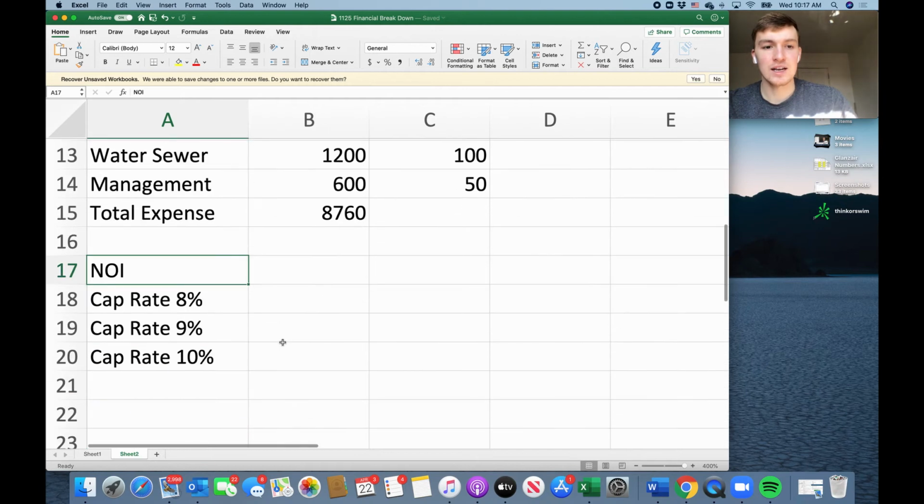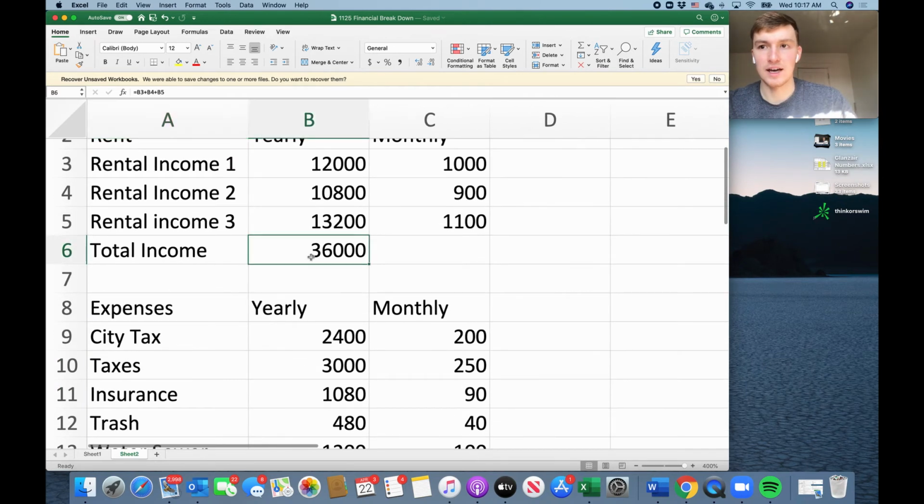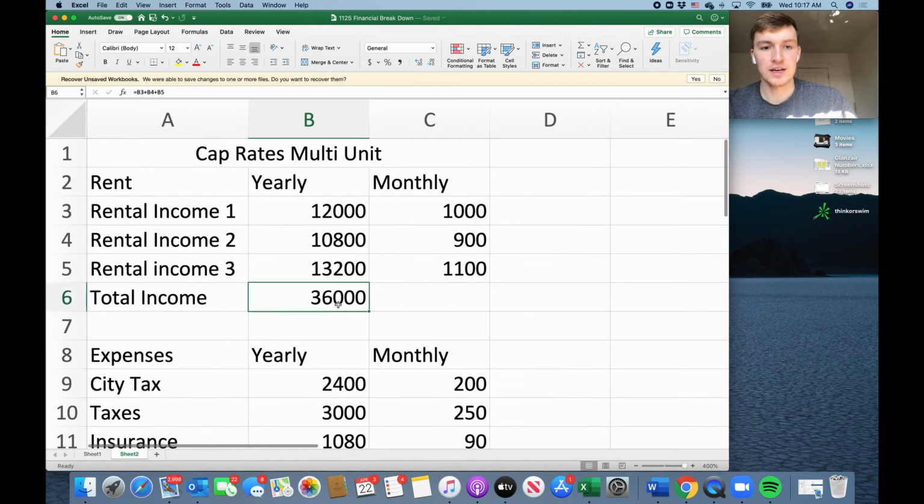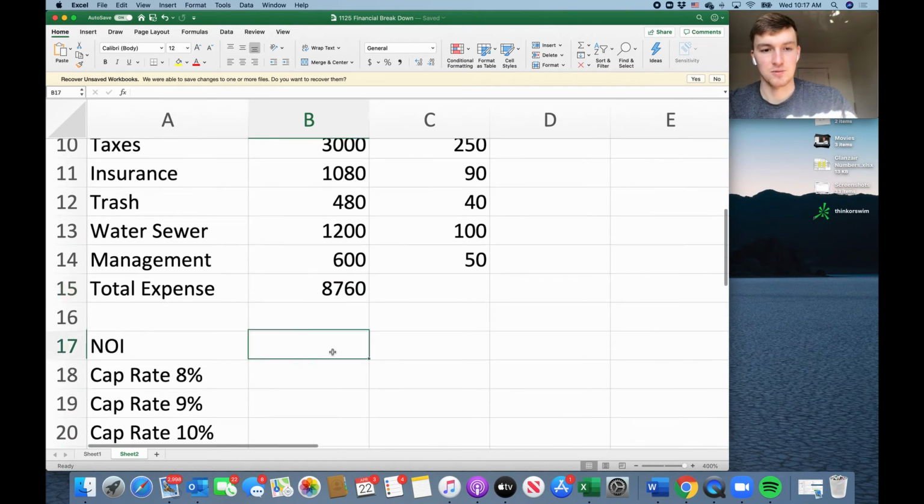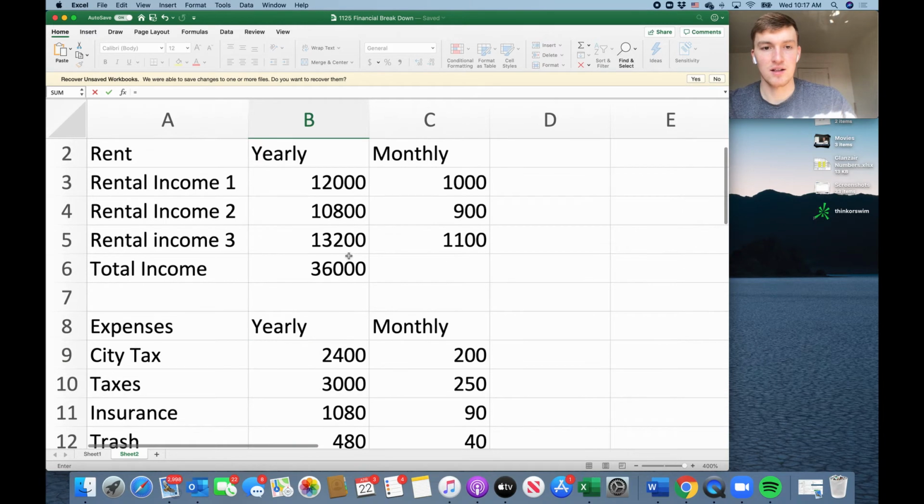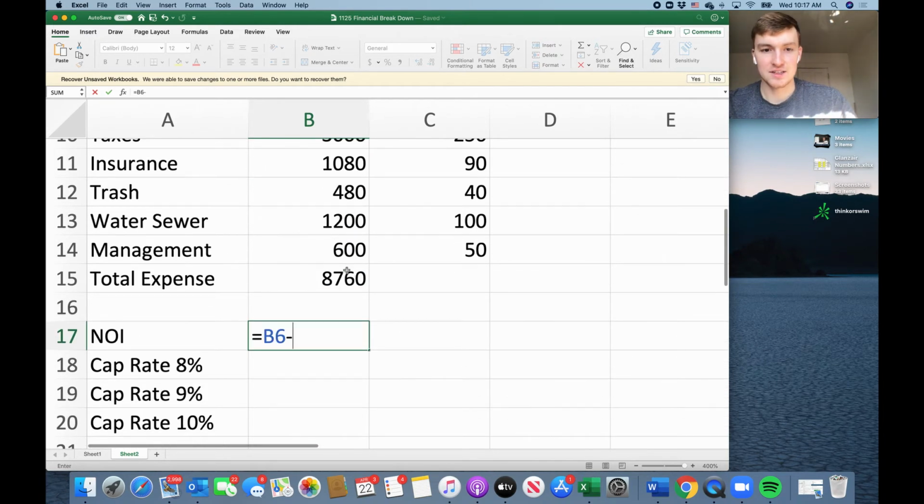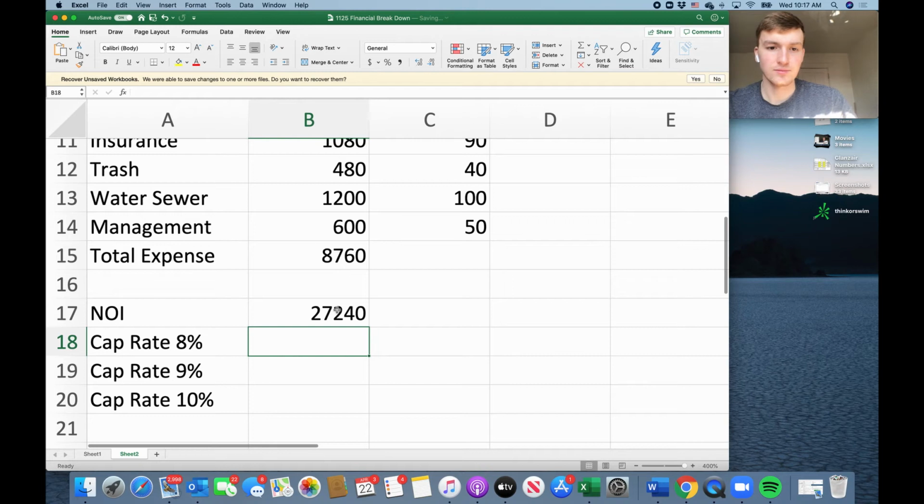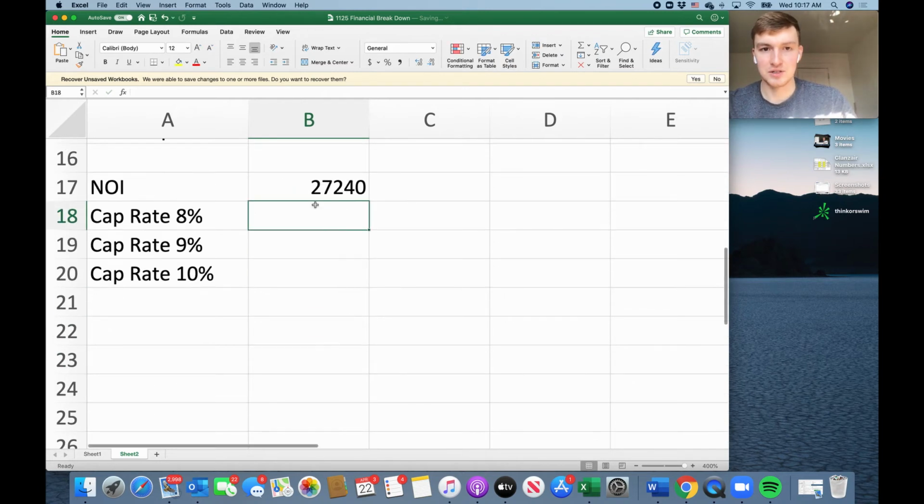So the net operating income is your total income minus your expenses, okay? Total income minus your expenses. So we're going to do that right here. We're going to do this cell minus this cell, and we have a net operating income of $27,240, okay? So this is your net operating income on the property. I'll raise that up so you can see it, okay?